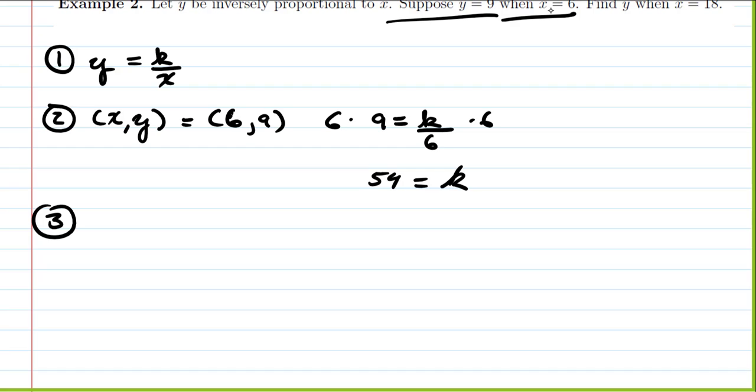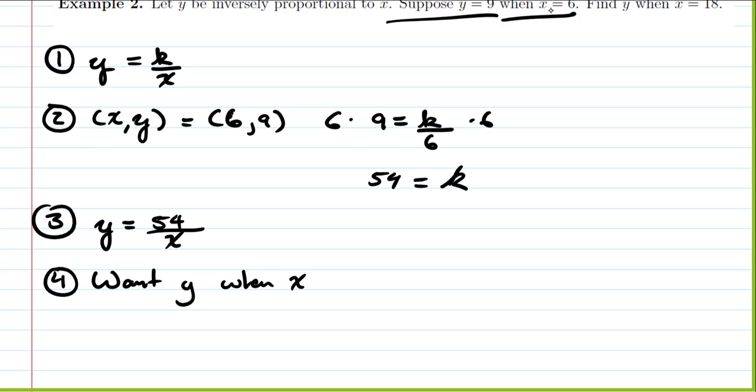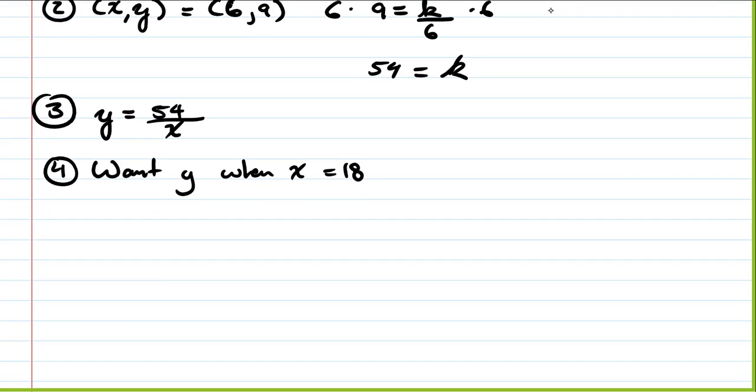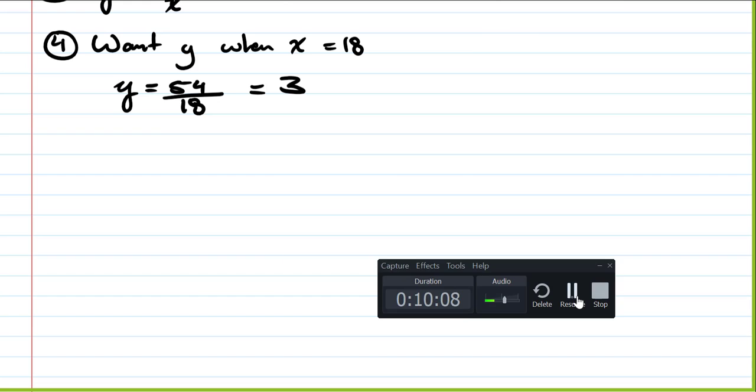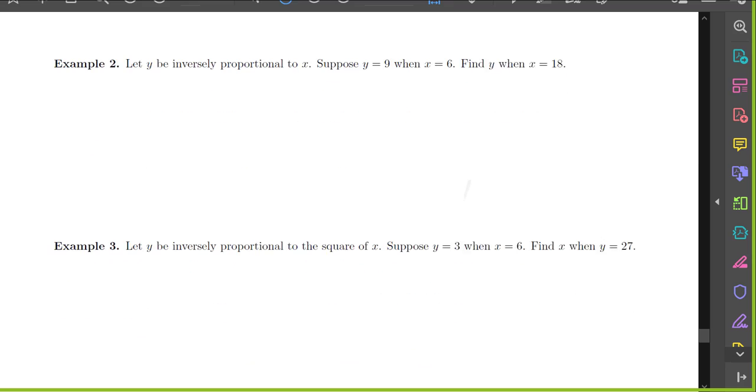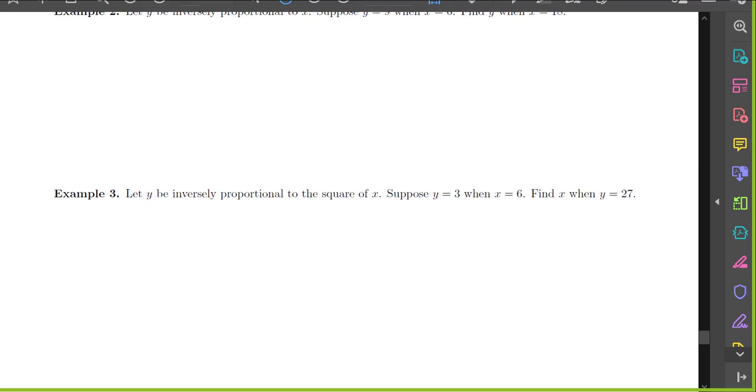Step 3 is we put k back into our equation. So y is 54 divided by x. And then step 4 is we are going to answer our question. So we want y when x equals 18. That gives us y equals 54 over 18, which is going to be exactly the number 3. Let's take a look at our next one.